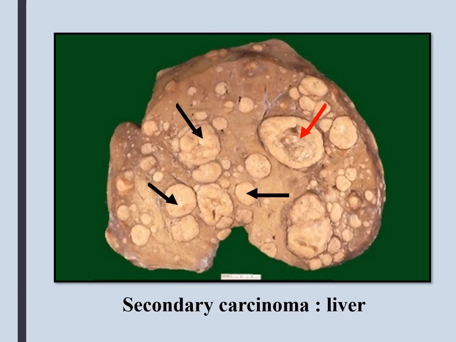The second topic regarding the pathology of the liver is tumors of the liver, which could be benign, borderline, or malignant tumors. The most common hepatic neoplasms are secondary carcinomas. This cut surface of the liver shows several yellowish nodules of different sizes, marked by the black arrows. Some of the larger nodules show a central area of necrosis, marked by the red arrow. The nodules represent secondary carcinoma to the liver.